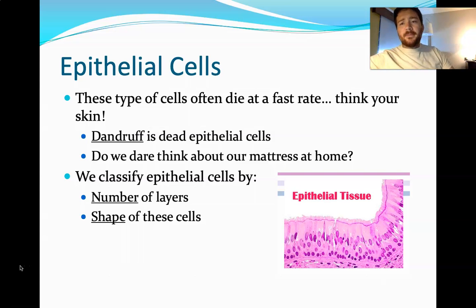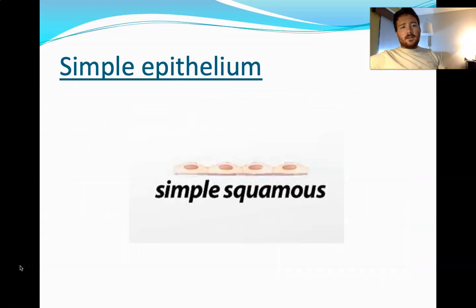But we were talking about epithelial cells, and we said we classify them by number of layers and shape. So let's get into what some of these look like. This is a simple squamous epithelium. You can see that the simple designates that it's one layer, and squamous designates that it is a flat cell. Now, S-Q-U-A-M-O-U-S, you're going to hear that pronounced all different ways. I'm going to pronounce it squamous, but you will hear squamous, and you will hear all other kinds of variations.